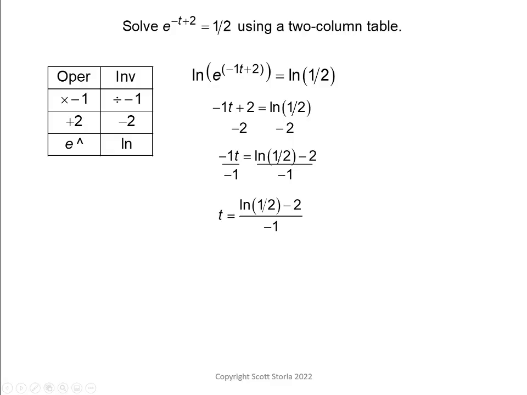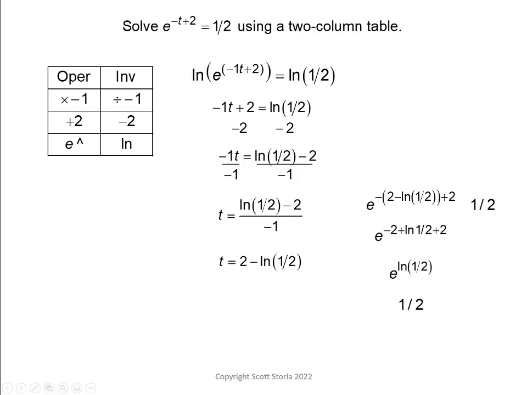-1 and simplifying. Now, it's traditional, if the denominator is negative like this, that we multiply both the numerator and denominator by -1. So this will become negative natural log of a half plus 2 over 1. And we won't write this denominator of 1, so this will just become 2 minus natural log of a half. And here's the check.